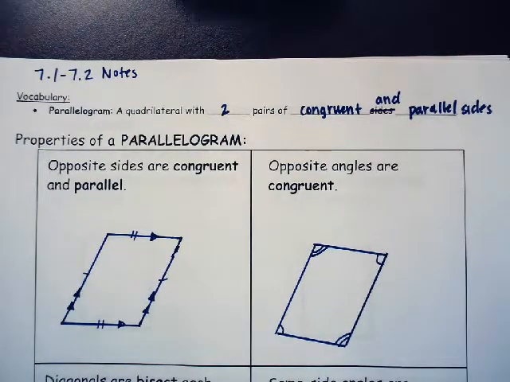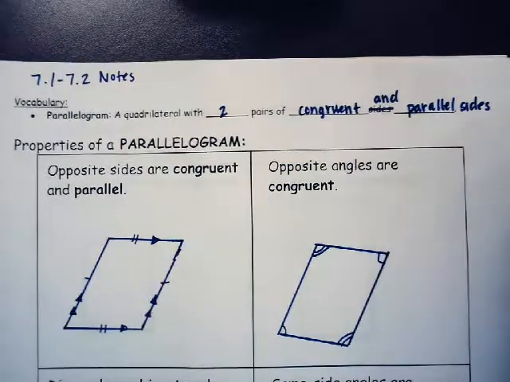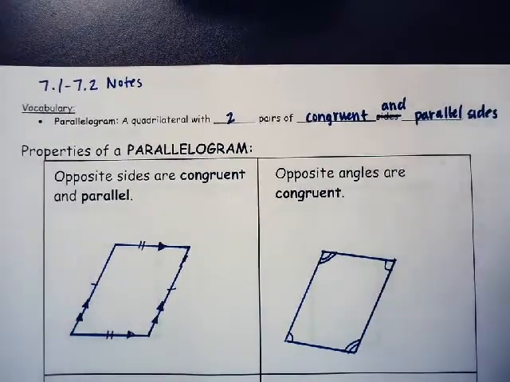Okay, we're going to do 7.1 to 7.2 notes. And if you notice, I started on a different page than the first page of your notes, so please go to the one that says parallelogram at the top. I'll admit my notes might be a little bit rusty. I haven't really gone through them yet, so you get it as I do it, right?